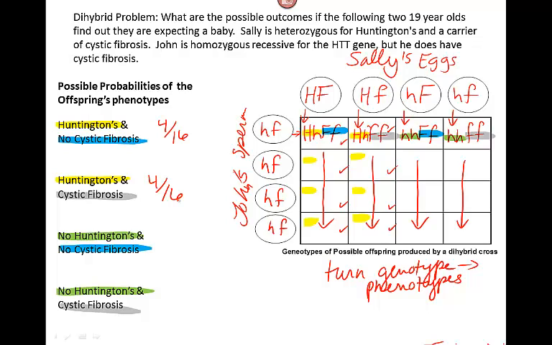What are the chances of having a perfectly healthy baby with no Huntington's disease and no cystic fibrosis? So the green and the blue. 1, 2, 3, 4, 4/16. What are the chances of getting no Huntington's disease but cystic fibrosis? 1, 2, 3, 4, 4/16. Or from another perspective, you have 12/16 of a chance of having a child with one or more lethal genetic conditions and only a 4 in 16 chance of getting a child with no lethal genetic disorders.